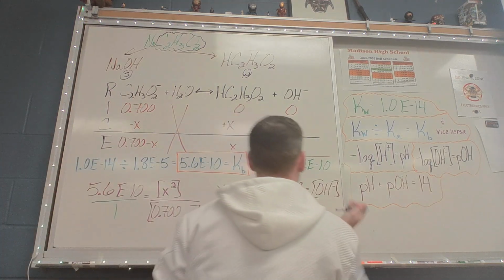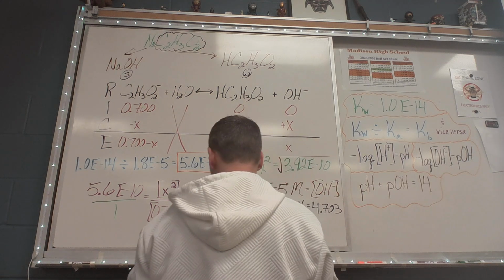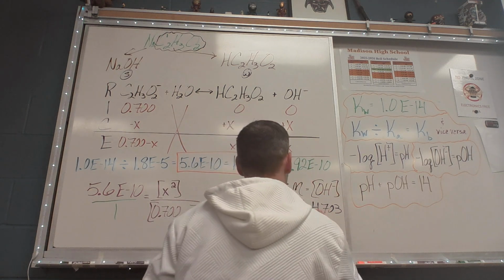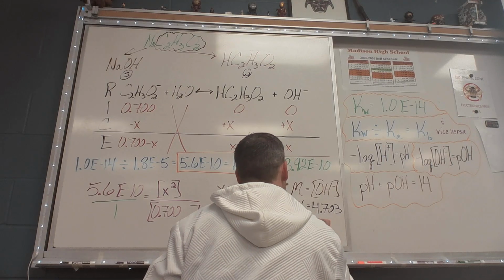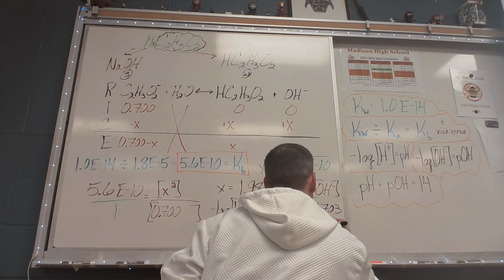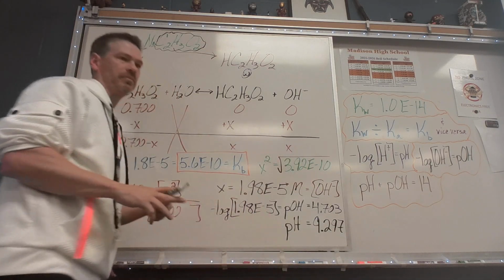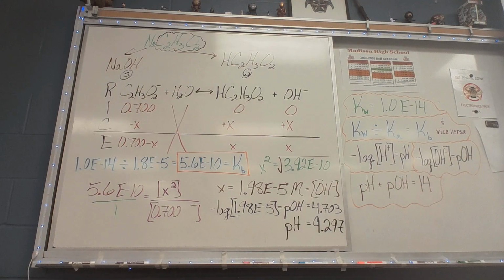I get 4.703. This question wants pH, though. And we know that pH plus pOH equals 14, for a final answer of 9.297. And I know this is long and difficult and complex, but don't give up on me.